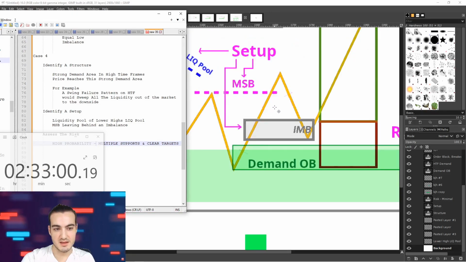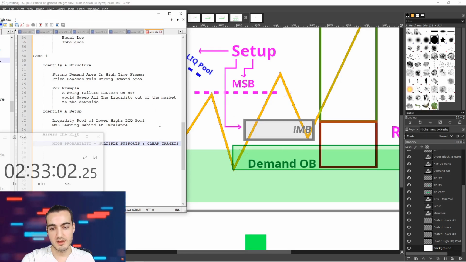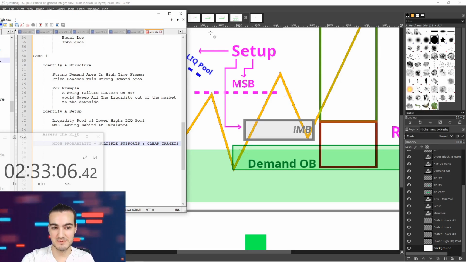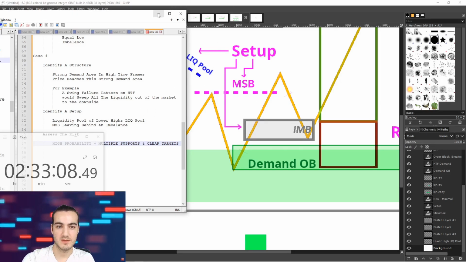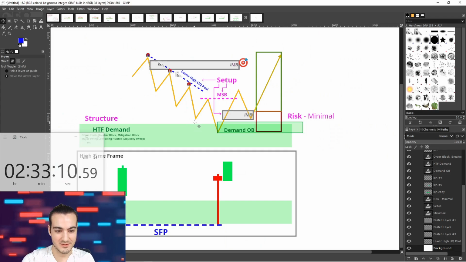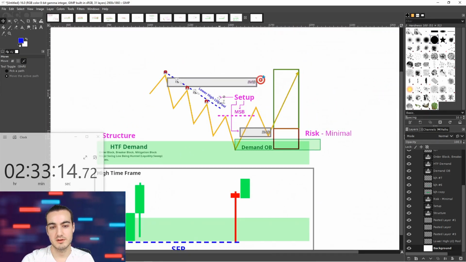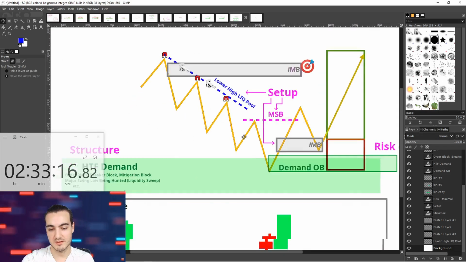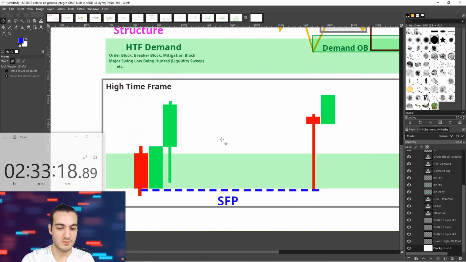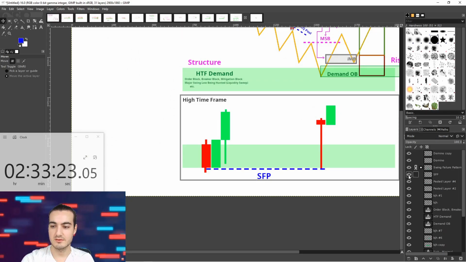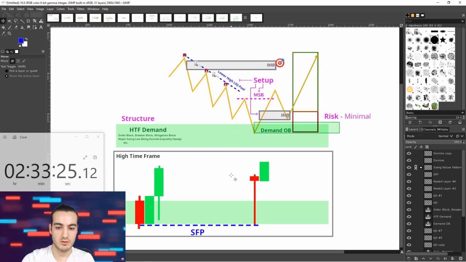A good example of what would form a strong demand zone is a swing failure pattern on a higher time frame. So I took the liberty of mapping out what that would look like and how that would chart over the lower time frame which we're trading, and then on the higher time frame we would have these swing failure patterns. So let me grab that and I'll drag it up over top.